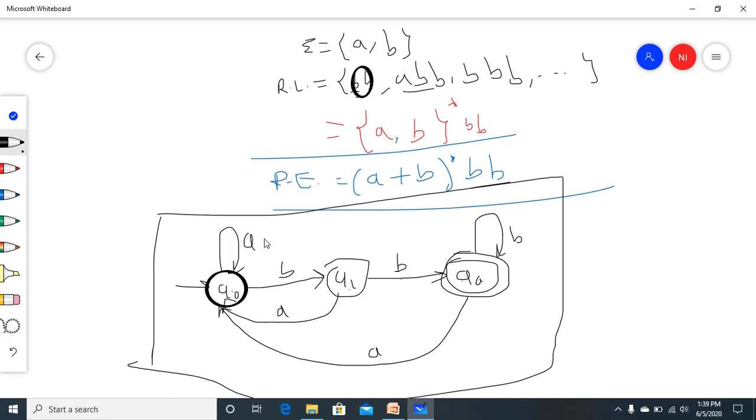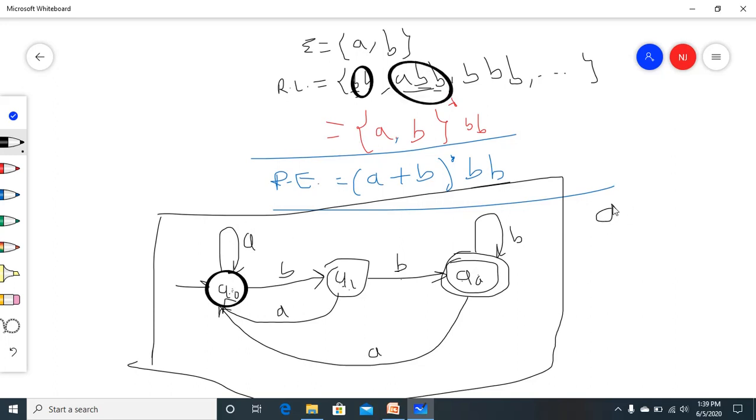What about AB? We are in Q0 state, we read the first alphabet A, we remain in Q0 only. Now the next input alphabet is B, we read that B, we transit from Q0 to Q1. Now we are in Q1 state and read a B symbol, then we move from Q1 to QA state. After the ending of this string, we are in QA state, means final state, means this string is also acceptable, means recognized.